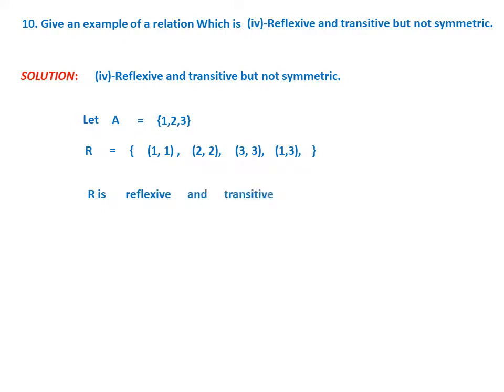R is reflexive, no doubt, and transitive, but it is not symmetric, because (1,3) is there, (3,1) is not there. So this is the fourth part.